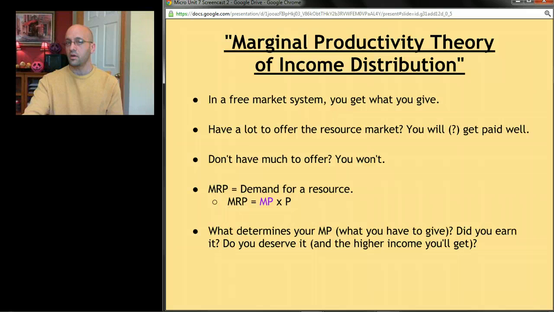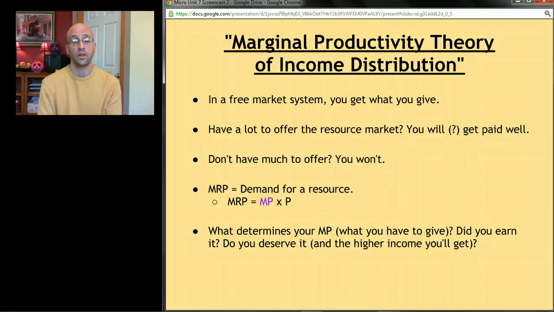Well, I'm going to leave you to think about what really determines someone's marginal product. What really determines how awesome they are. What really determines what they have to offer the resource market. Think about Courtney. She's really smart and she works really hard. Did she really earn those things? Did she really earn being smart? Did she do something to make herself smarter? And about the working hard thing too.